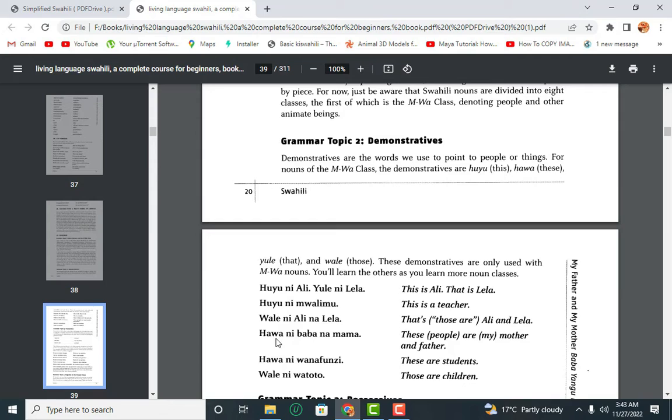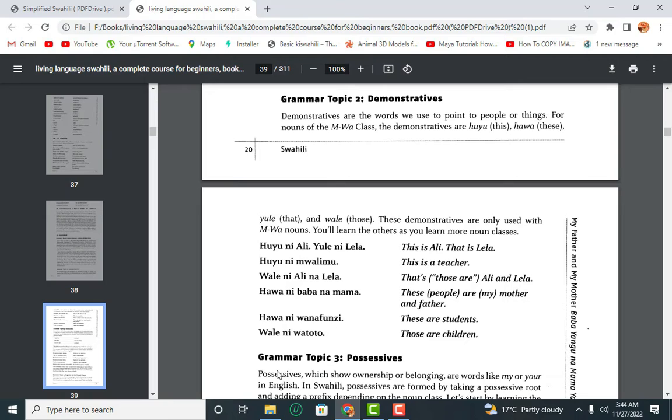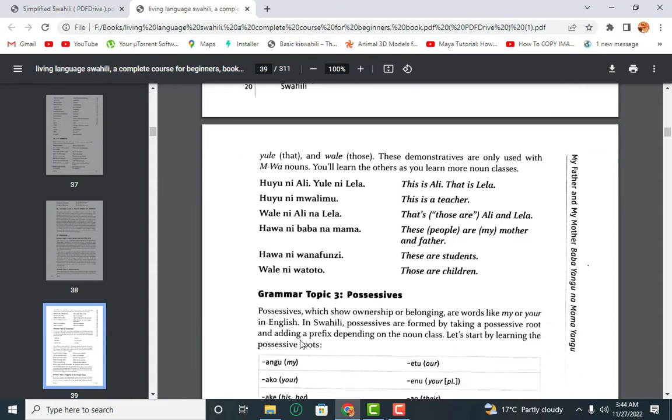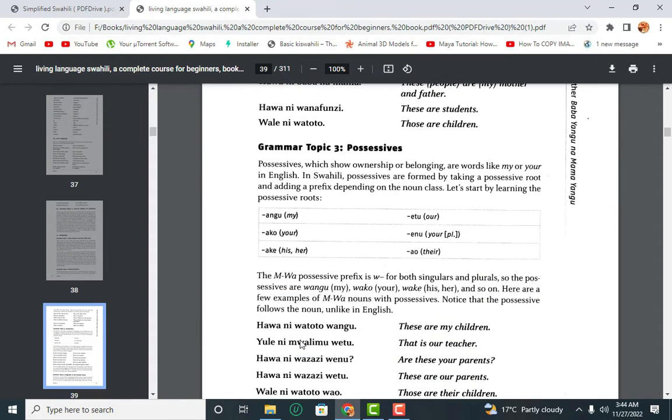The next one is hawa ni baba na mama, which means these people you see here are mother and father, technically these are my mother and father. The next one, hawa ni wanafunzi, which means these are students. The next one, wale ni watoto, which means those are children.